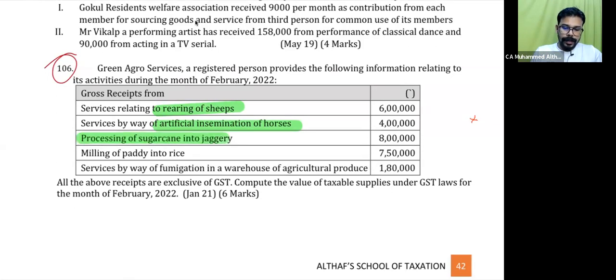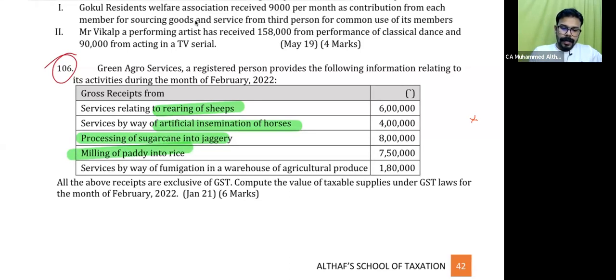Milling of paddy into rice. Paddy, nelly. What do you call it in other language? I don't know. Paddy into rice. Tell me, taxable or exempted? Taxable, because it is specifically clarified. Milling of paddy into rice is taxable. It is specifically clarified.